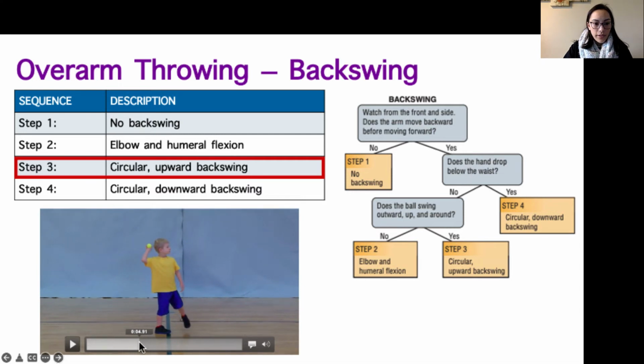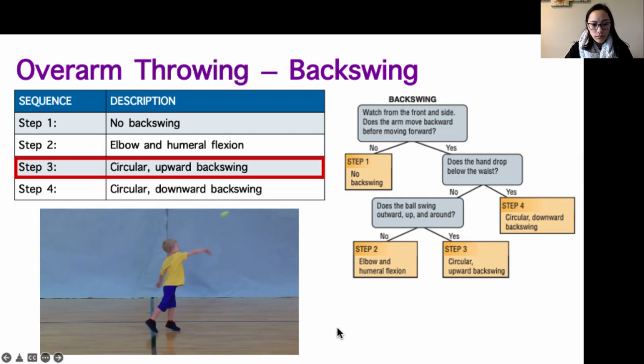this is more of an oblique movement of the humerus. Okay, so you could see how it doesn't really move in a particular plane. It's kind of in between a sagittal and a frontal plane movement. But the backswing is in an oblique fashion.